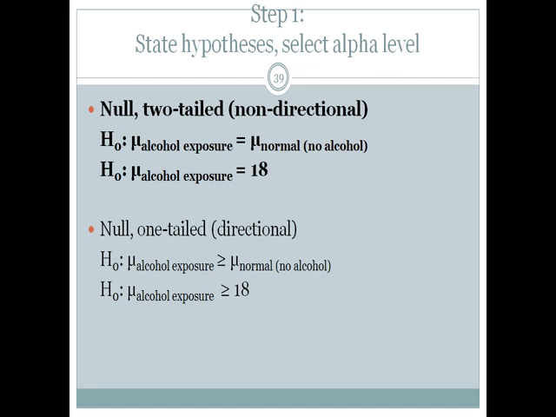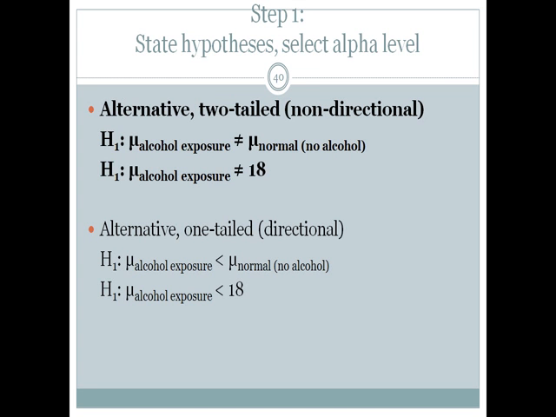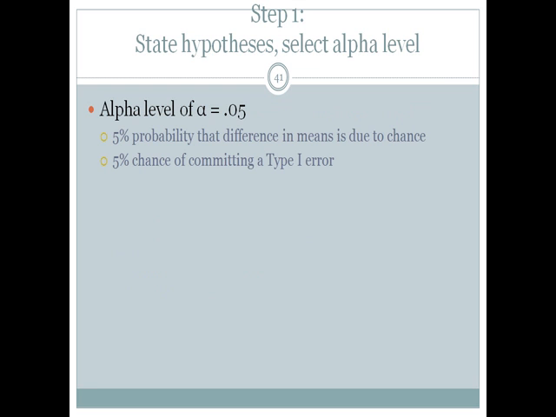Okay, second part of step 1 is to formulate the alternative hypothesis. In this case, we just need to say that the mean for the alcohol exposure condition is not equal to the mean for the normal condition. We can select our alpha level in step 1. We want to select our alpha level of 0.05. That means that we have a 5% chance of committing a type 1 error. So alpha level 0.05 means we have a 5% chance of committing a type 1 error.